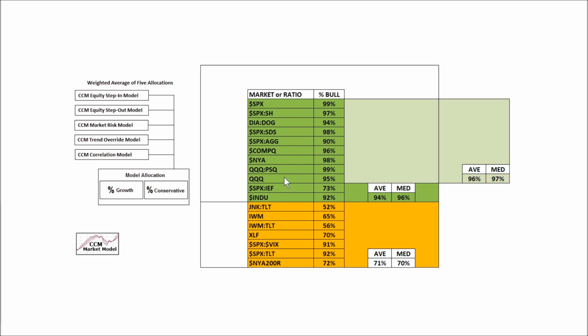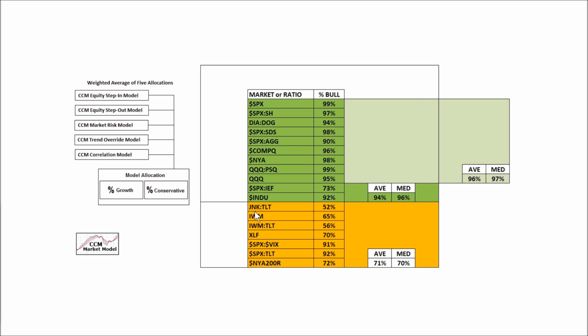So if I look at these here in dark green, the average of these numbers is 94%. The median of these numbers is 96%. If I move even higher on the food chain, beginning with the QQQs and move up, so charts that are even more important than these, the numbers improve even more. From here to here, the average score is a 96, and the median is firmly in the bullish camp at 97.